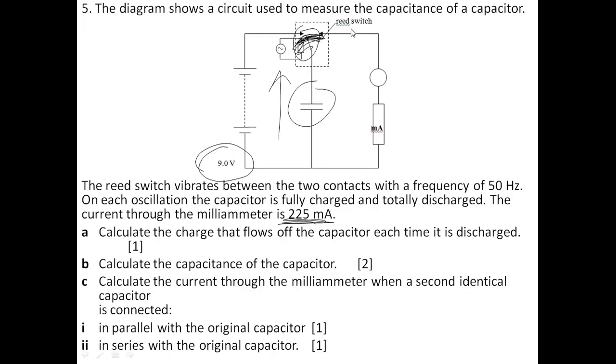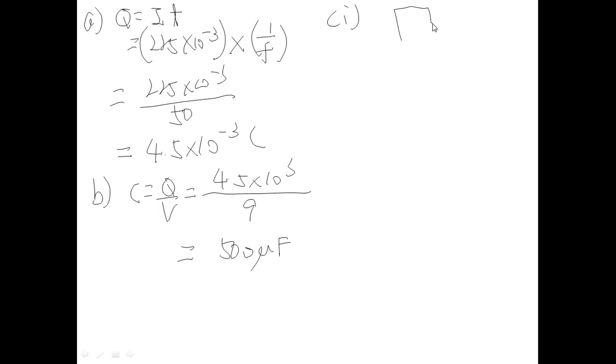Now C part 1. Part 1 says that if I place another one here in parallel, I draw it up. So I place another capacitor over here, parallel to the original one. So this is my ammeter. The question asks, what is the reading of the current through the milliammeter? First thing is I have to find my total capacitance. Since this is a parallel circuit, my total capacitance is very simple, just add it up. It's 1000 microfarad.